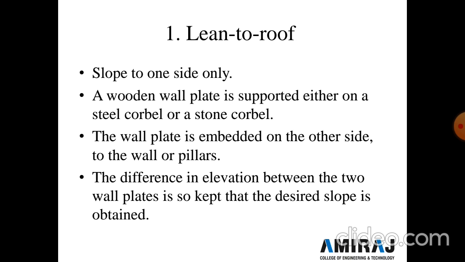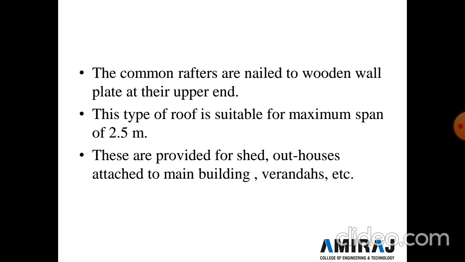So the common rafters are nailed to wooden wall plates at their upper end, and this type of roof is suitable for a maximum span of 2.5 meters. These are provided for a shed, an outhouse attached to the main building, a veranda, etc.